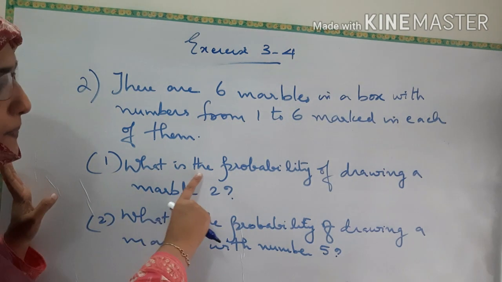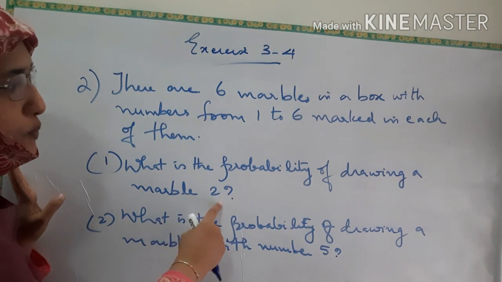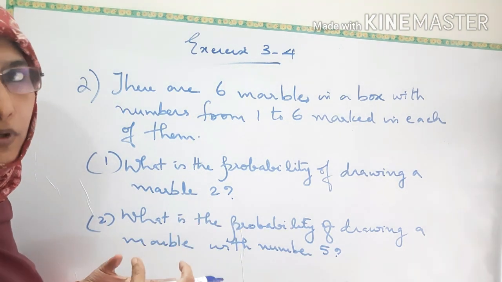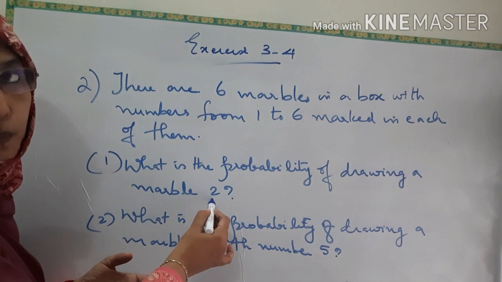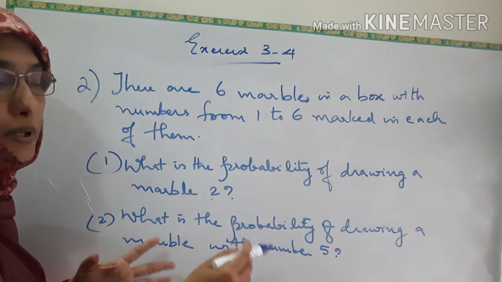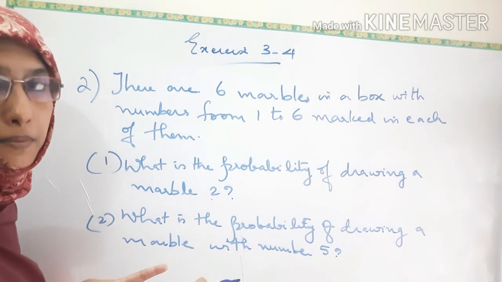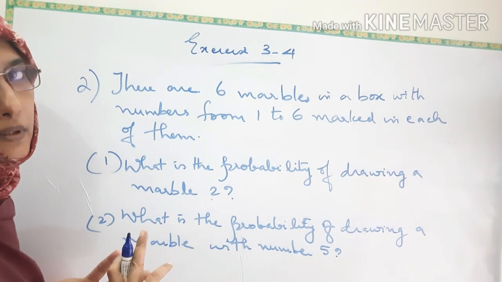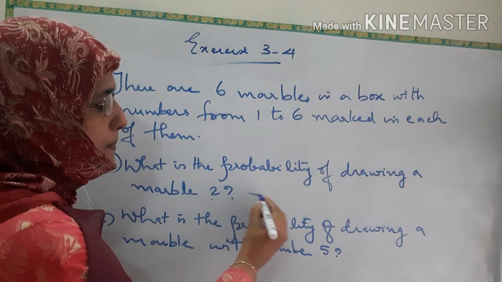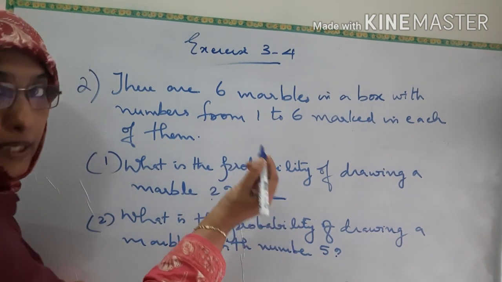Now see, what is the probability of drawing a marble 2? That is, you are taking a marble from the box. What is the probability that you will get a marble marked as 2? So I told you the probability formula for finding the probability is number of favorable outcomes by total number of outcomes. So here what is the total number of outcomes? Total number of outcomes.